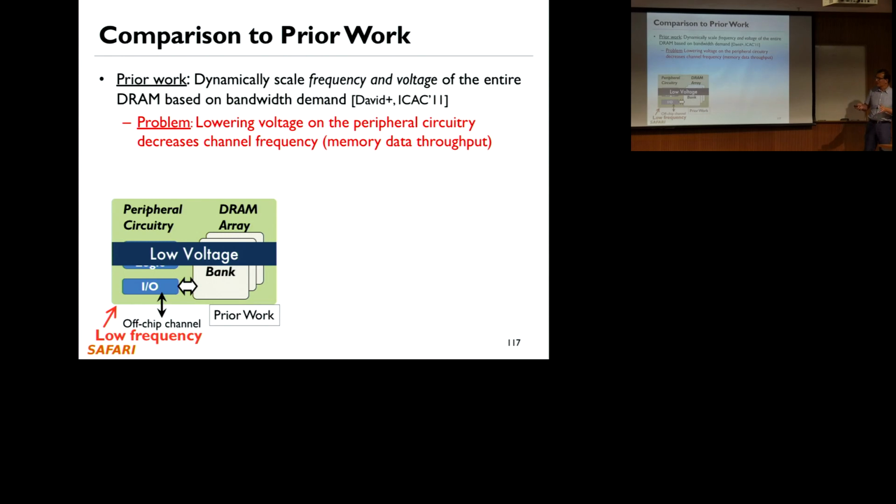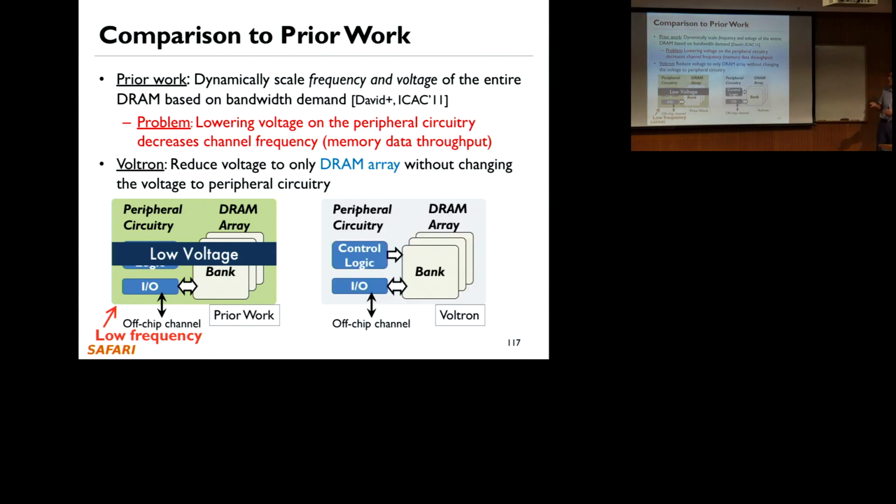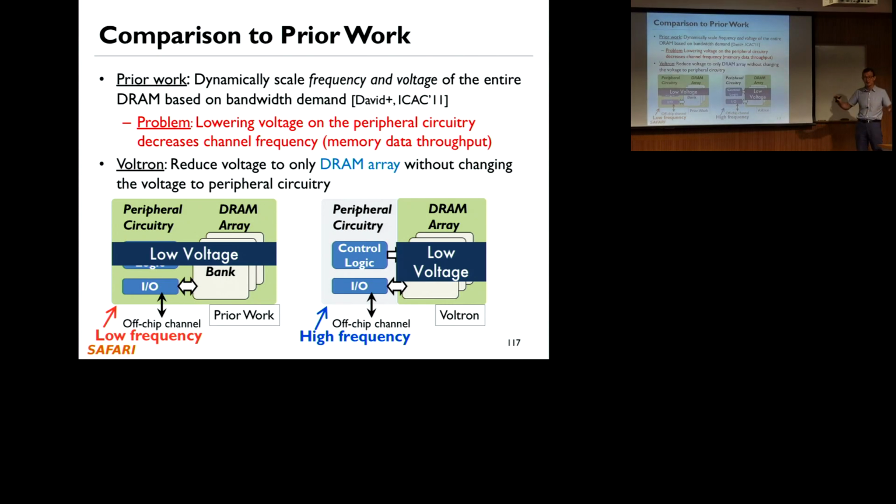We're going to compare to this work. I think this was the state of the art until Voltron. Basically, Voltron's idea is to reduce the voltage to only the DRAM array without changing the voltage to the peripheral circuitry. So you somehow keep this unchanged such that you don't affect your bandwidth, but you change the voltage over here. I think this makes a lot of sense. You don't want your energy to be coupled with your bandwidth.